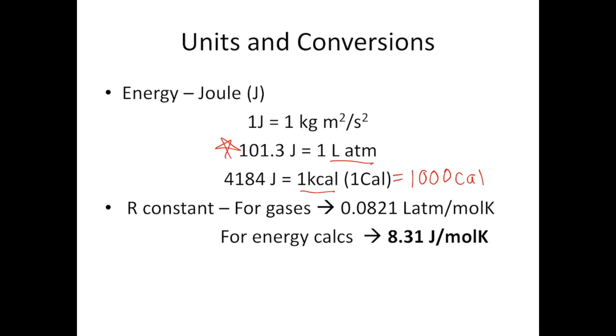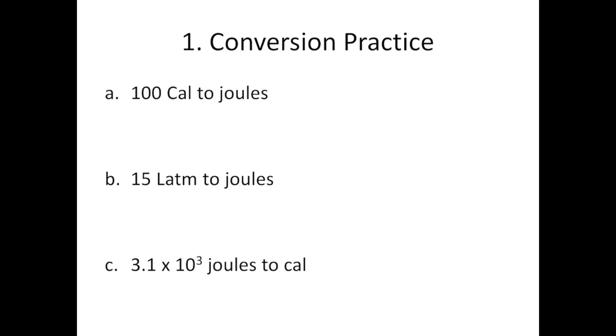And we can convert that to joules. Your R constant, for gases, in Gen Chem 1, you used 0.821. And for energy calculations, we're just going to use this one. I will give that to you on any quiz or test, but that's the one that you want to use for R. All right, so let's go over some conversion practice. I'm going to show you one, and then you can try the other two.